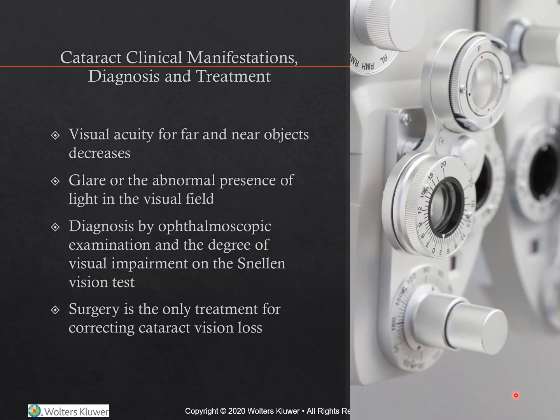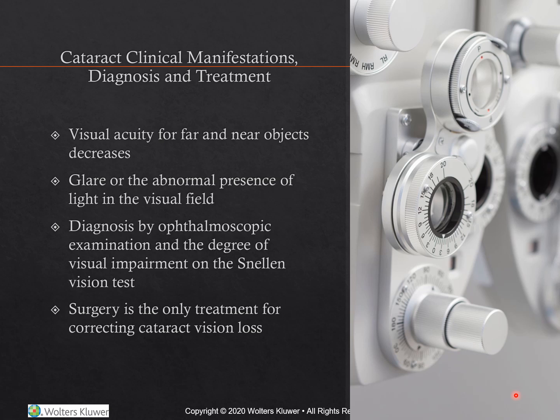So clinical manifestations, diagnosis, and treatment of cataracts. Usually what we see is visual acuity decreases for far and near objects. So both of them equally. Usually when we see visual acuity changes, it's either one or the other, but cataracts affect both equally. People also experience a lot of glare of light or abnormal presence of light in the visual field. So people with cataracts often struggle with night vision, and they also struggle with driving at night because the glare from headlights coming at them is really pronounced.